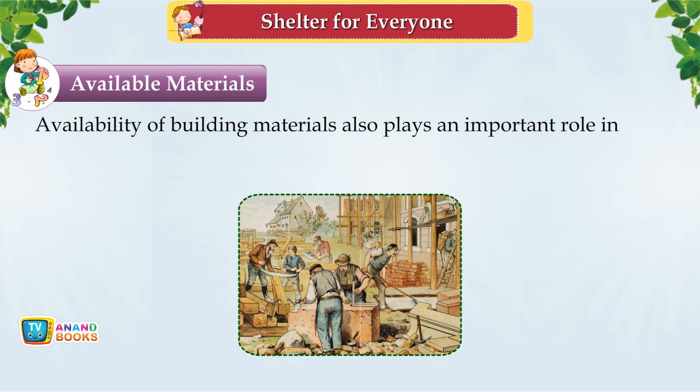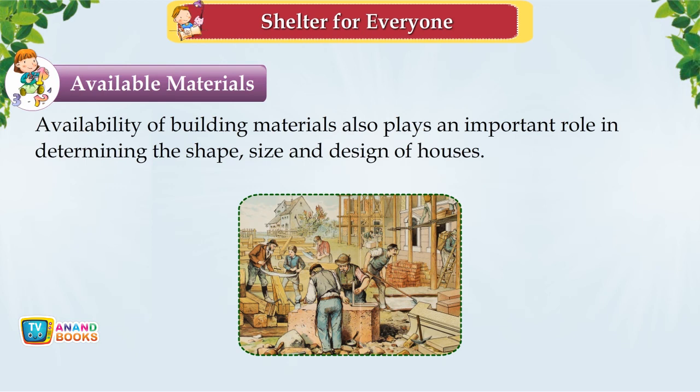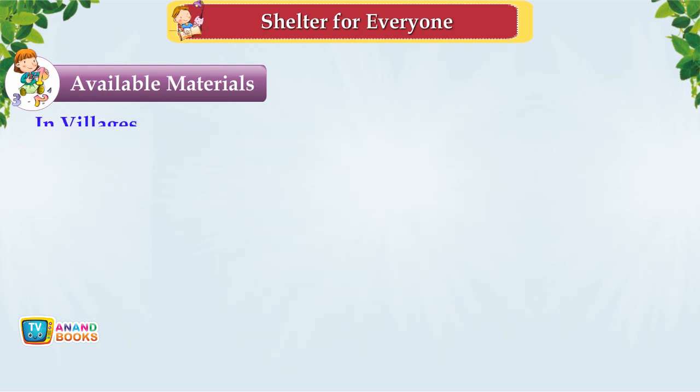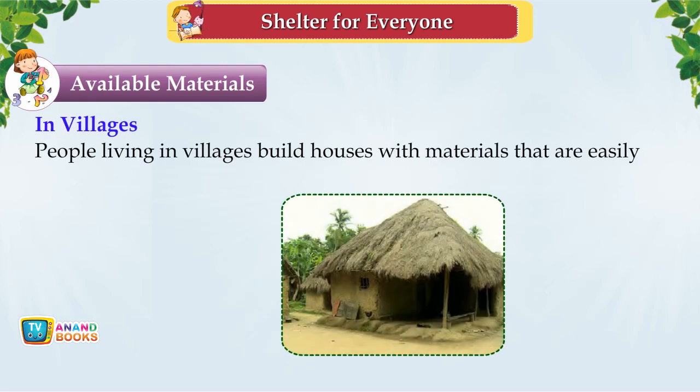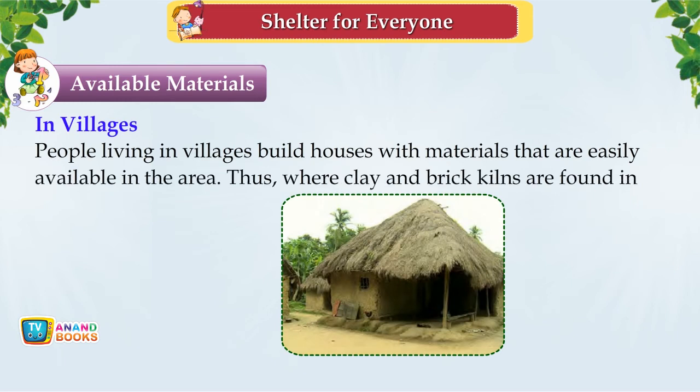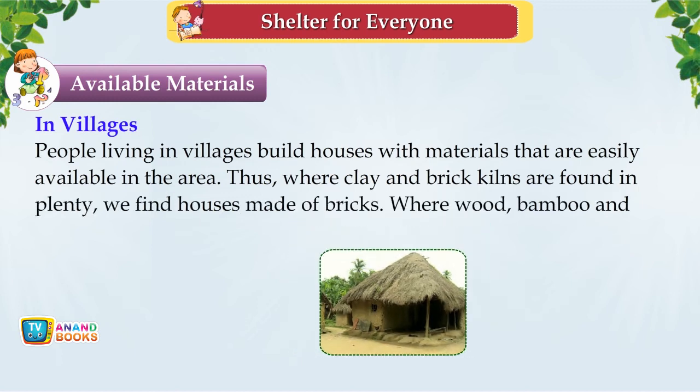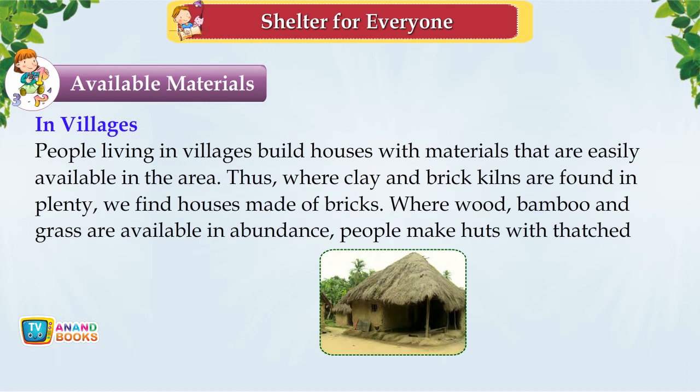Availability of building materials also plays an important role in determining the shape, size, and design of houses. People living in villages build houses with materials that are easily available in the area. Thus, where clay and brick kilns are found in plenty, we find houses made of bricks. Where wood, bamboo, and grass are available in abundance, people make huts with thatched roofs.